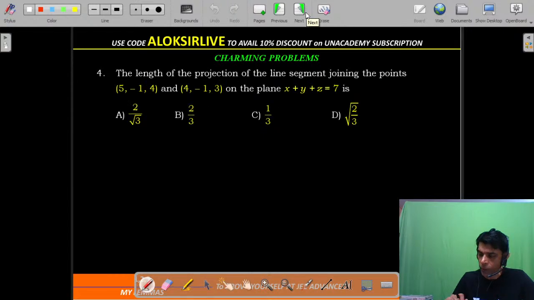Number 4, I will leave it to you to do. It is again the same thing, the length of projection on the line segment. So you have got a plane. It is the same question. This is the most frequently asked question like that, A and B.